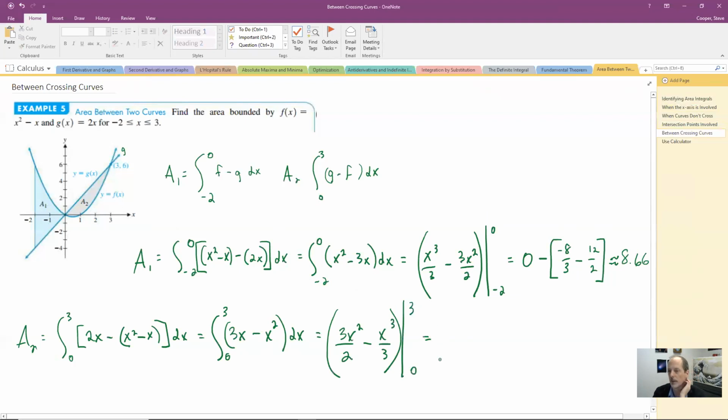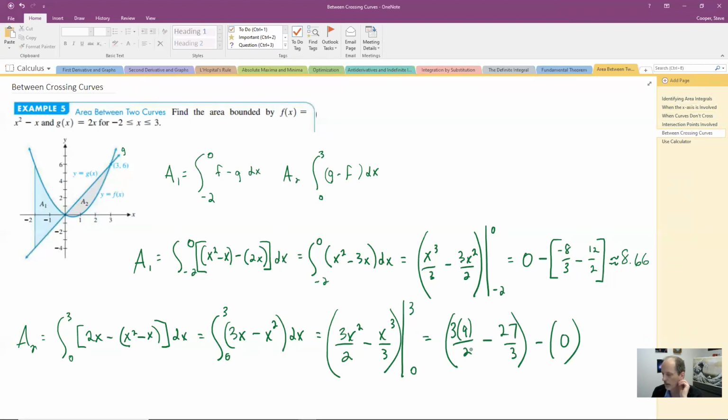Now this time it's the other way around. The 3 is going to matter, but when I subtract and insert the 0, it's going to be 0. So my answer is going to be 3 times 3 squared, so 3 times 9 over 2 minus 27 thirds minus 0. So 27 halves minus 27 thirds. So we're talking 4.5.